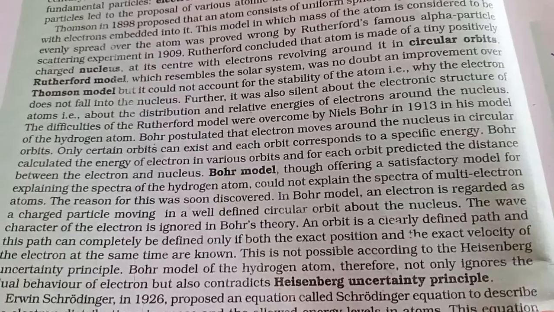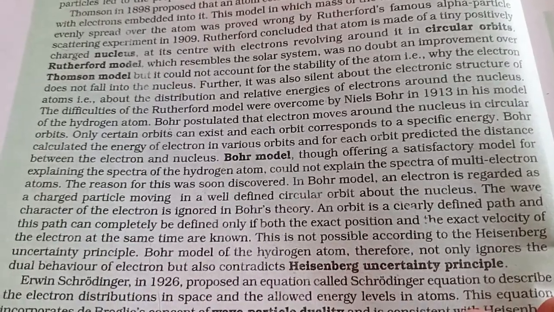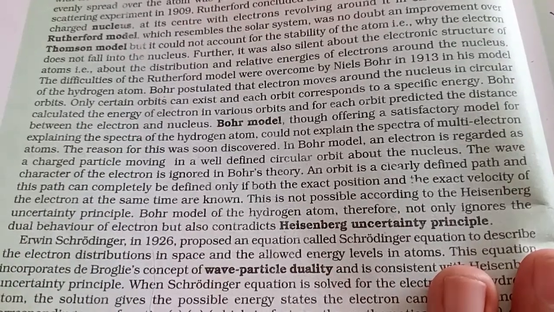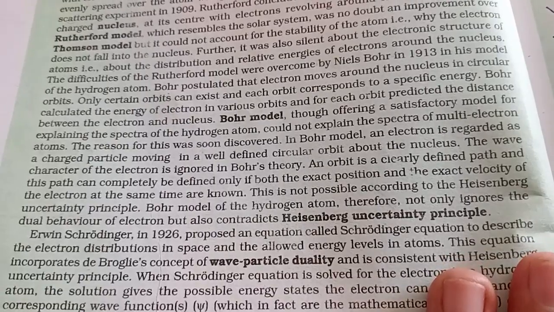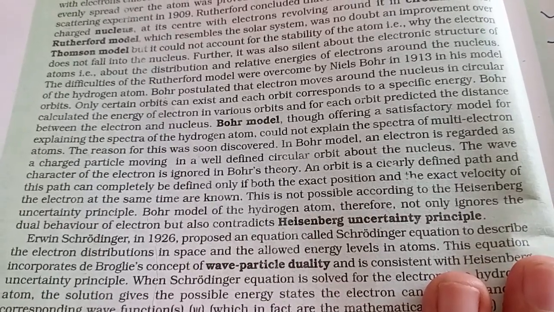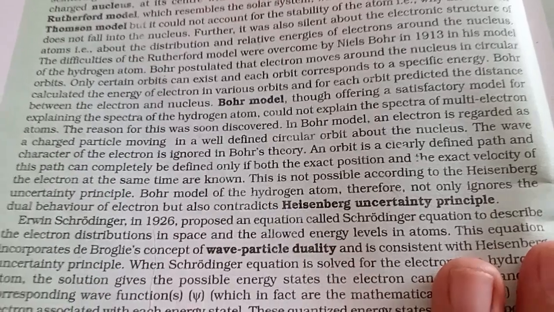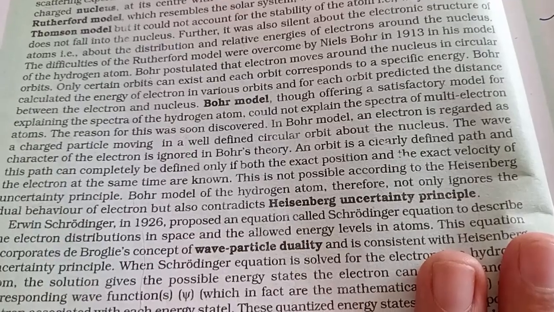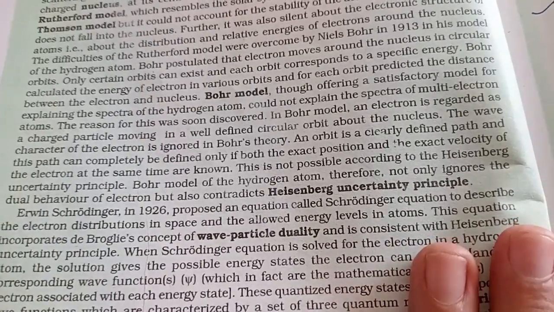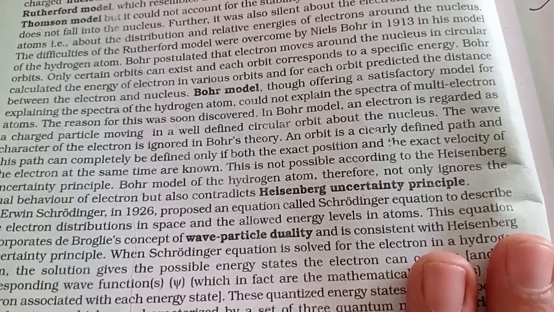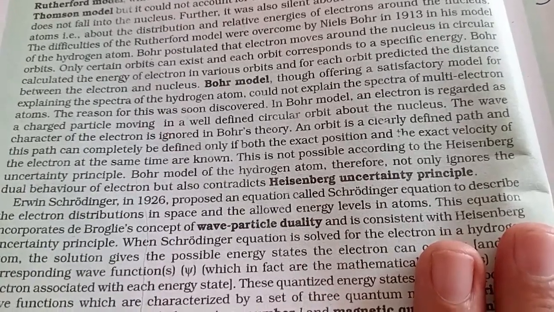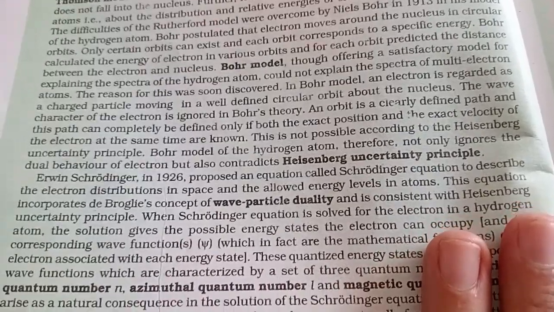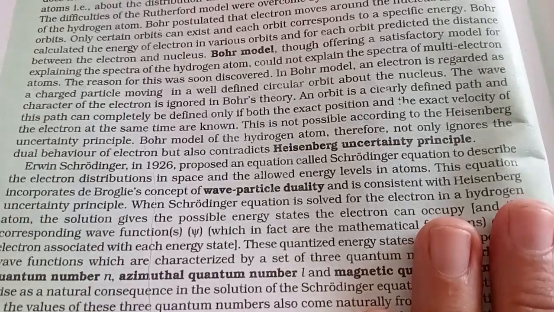In his model of the hydrogen atom, Bohr postulated that electron moves around the nucleus in circular orbits. Only certain orbits can exist and each orbit corresponds to a specific energy. Bohr calculated the energy of electron in various orbits and for each orbit predicted the distance between the nucleus and the electron. Bohr model, though offering a satisfactory model for explaining the spectra of hydrogen atom, could not explain the spectra of multi-electronic atoms. The reason for this was soon discovered.